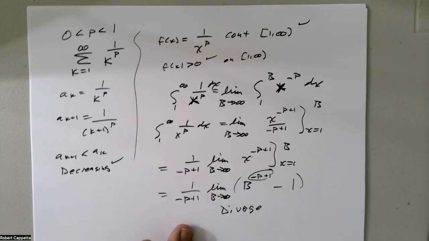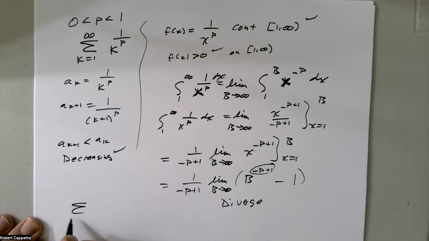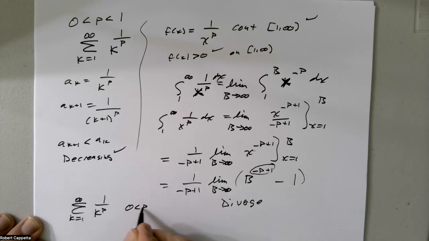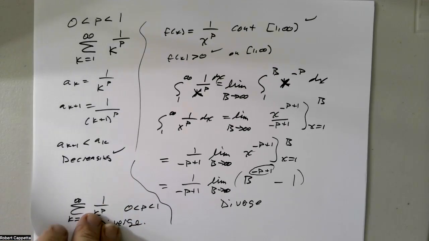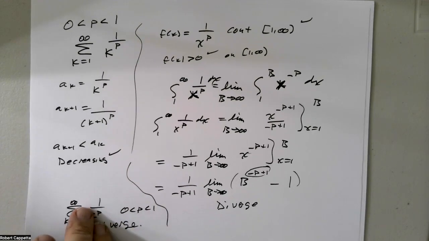So my conclusion then is that the sum as k goes from 1 to infinity of 1 over k to the p, if p is between 0 and 1, is going to diverge. So let's put all this together into one giant test that we've proven 3 times with the integral test, and that is the p-series test, one of our most important ones. P-series test.